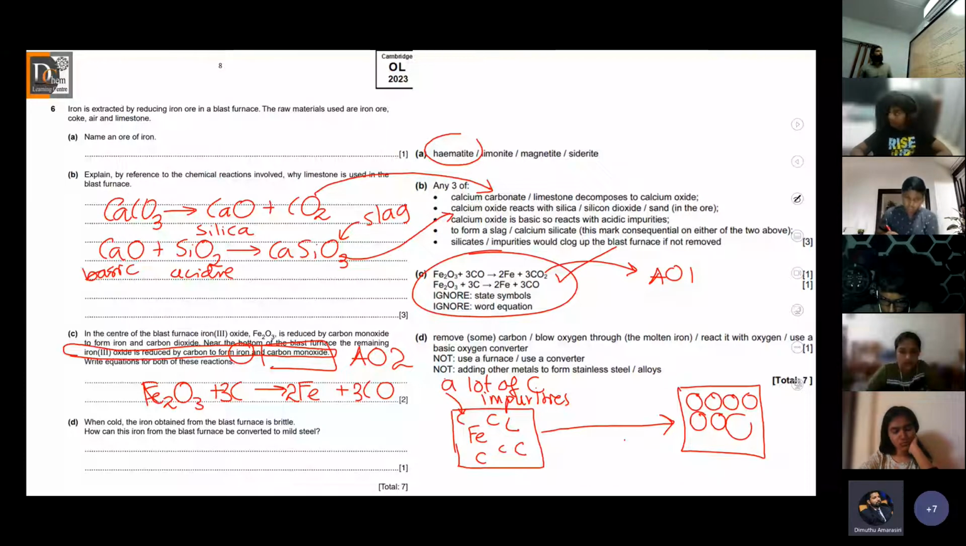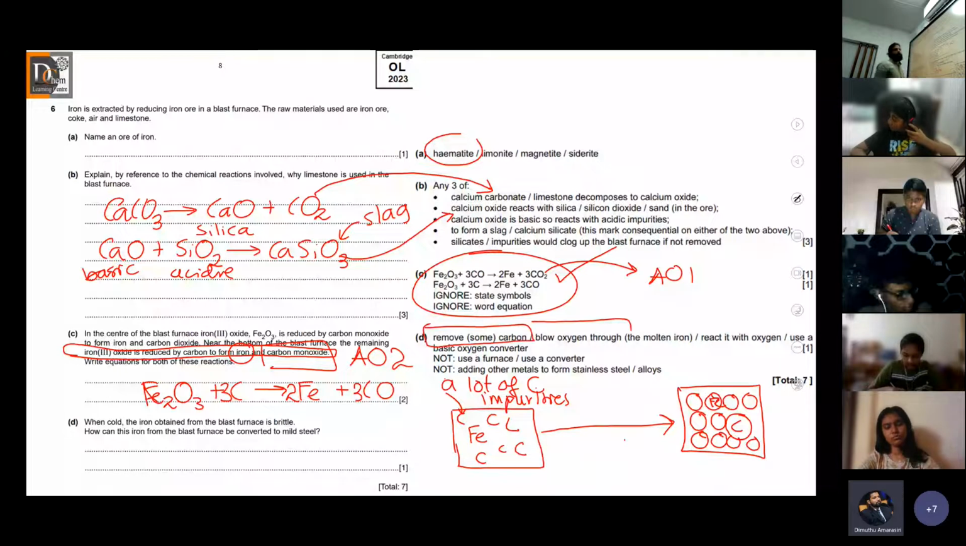Okay, so what you have to do, remove carbon. You need to remove carbon. In order to remove carbon, you are going to send oxygen through it. Right? That is enough. Remove carbon by oxidizing it.